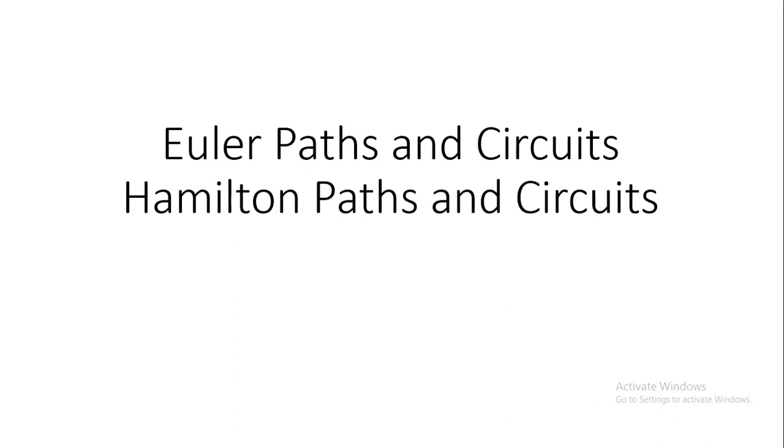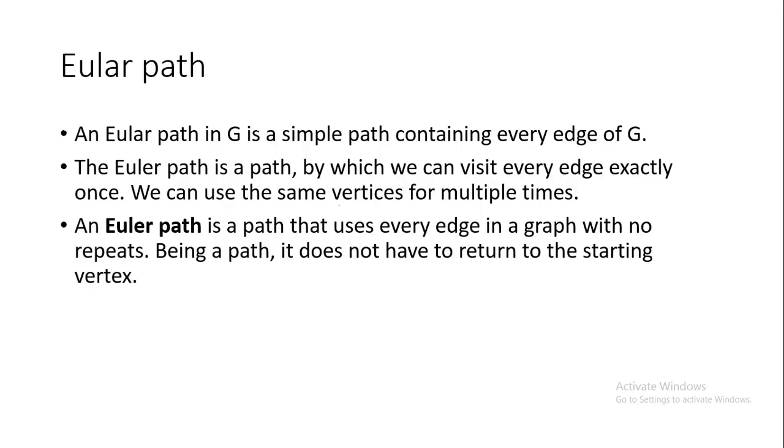Hello everyone. In the previous lecture, we have seen the definitions of the path and the circuit, and what is the simple path, what is the elementary path, and what is the simple circuit and the elementary circuit. Now in this lecture, we will study what is the Euler path and circuit, and what is the Hamiltonian or the Hamilton path and the circuits. Now let's see these paths and circuits one by one.